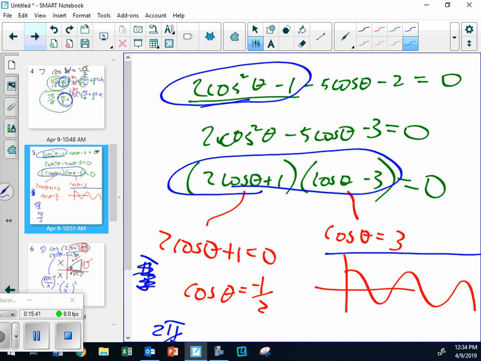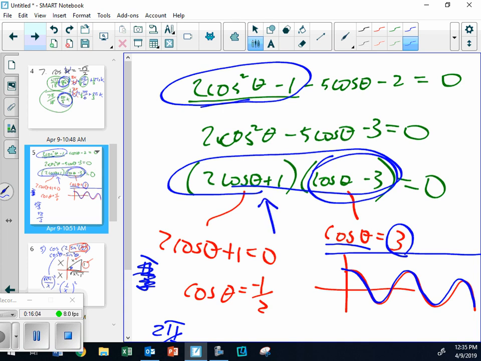Okay, next we break it up into 2 little parts, and a lot of you figured out that cosine is down here, and the highest it ever goes is 1. So how is cosine ever going to be 3? It's not. There's no solution to that side. That does not mean there's no solution to the whole problem. That just means this side has no solution. You could still make this side equal 0.